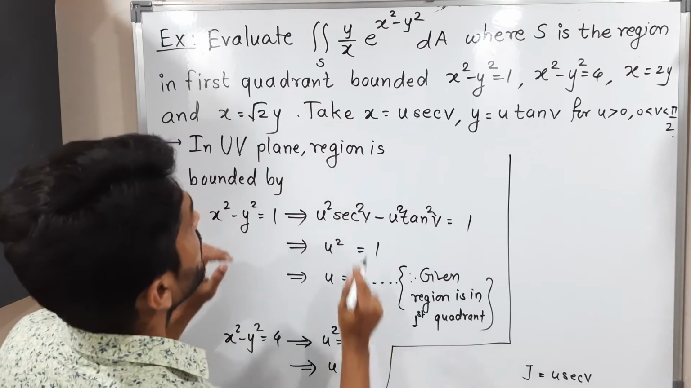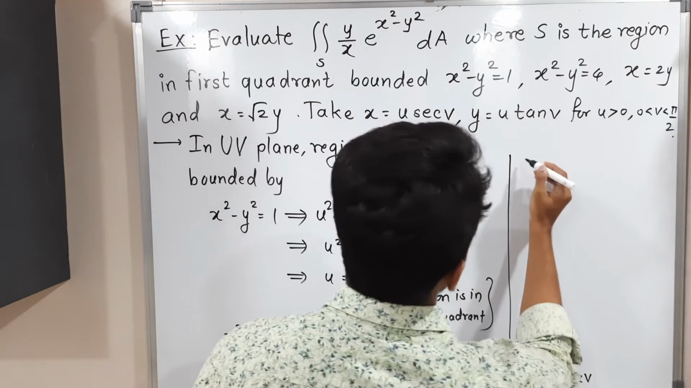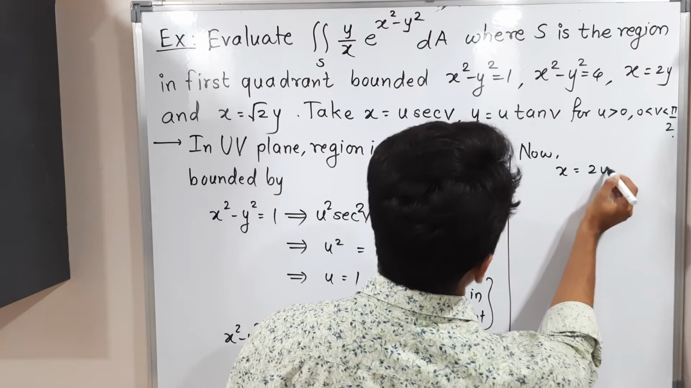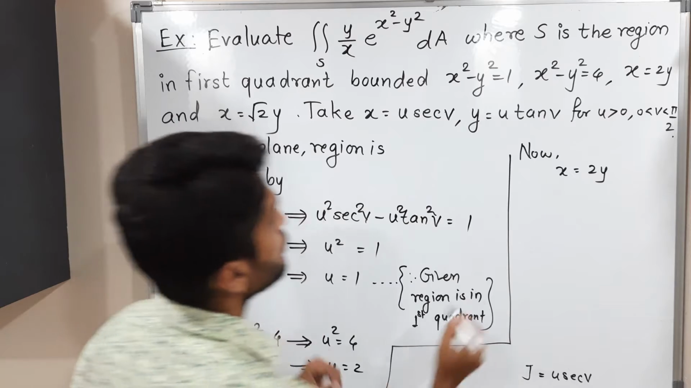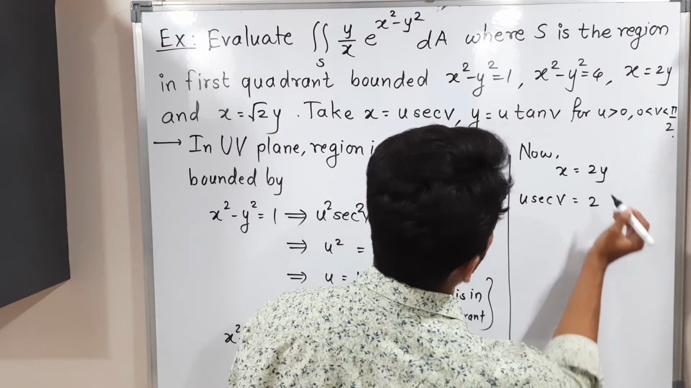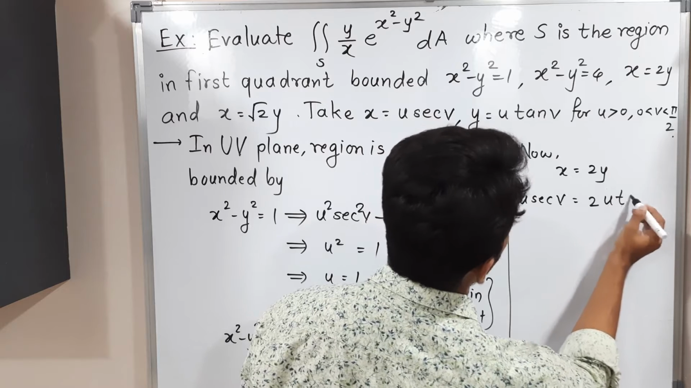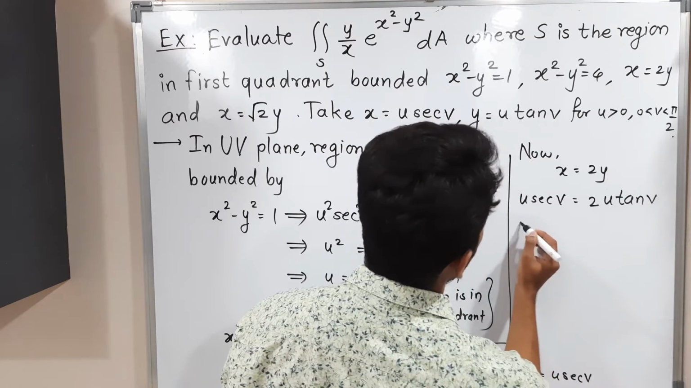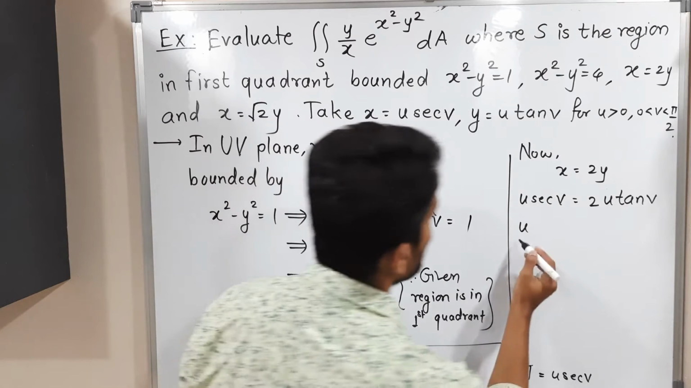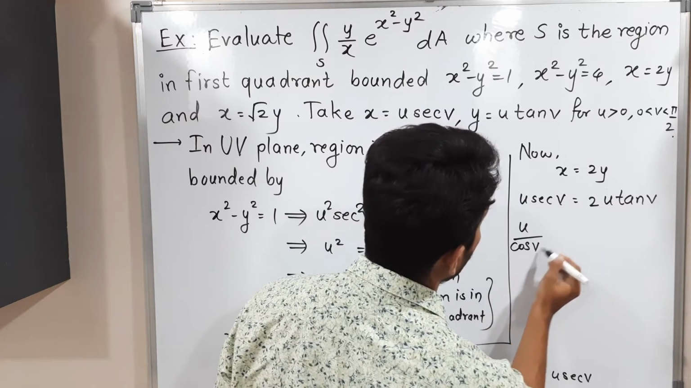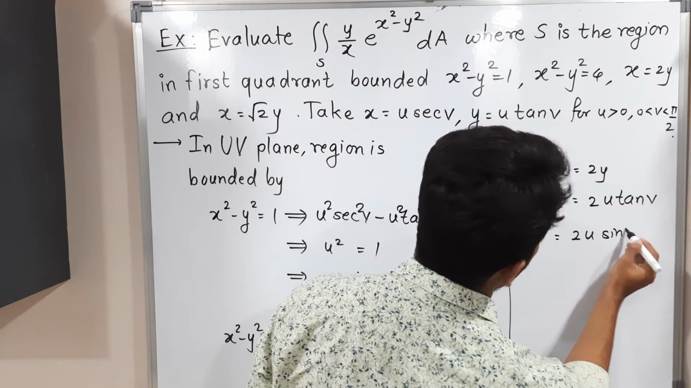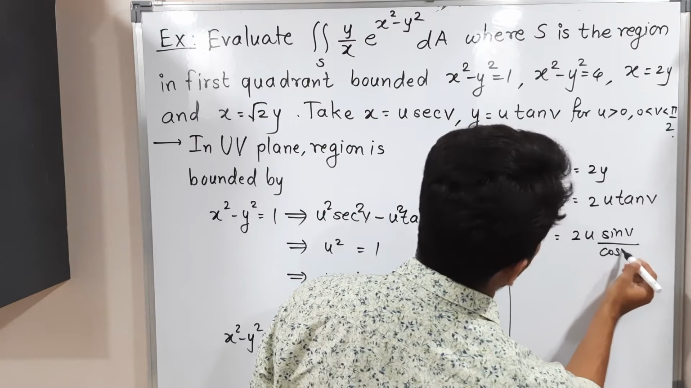What is next? Next curve is x is equal to 2y. X means u sec v. I'm going to put u sec v is equal to 2 times y, and y means u tan v. Right. So u sec v, you know that sec v means 1 upon cos v, so this is 1 upon cos v is equal to 2u, tan means sin v upon cos v.